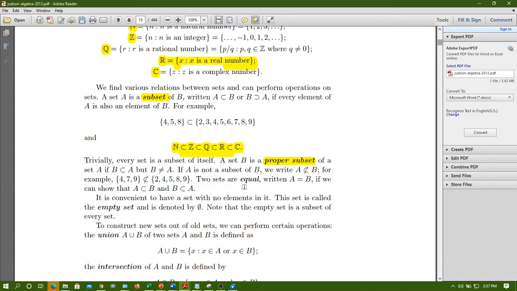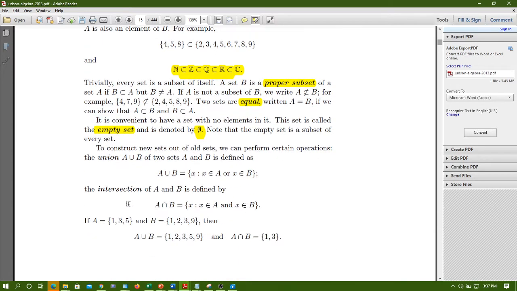When can we say that two sets are equal? If we can show that A is a subset of B and B is a subset of A. It is also convenient to have a set with no elements, and it is called the empty set. You know that. We can denote the empty set by this symbol. Note that the empty set is a subset of every set.